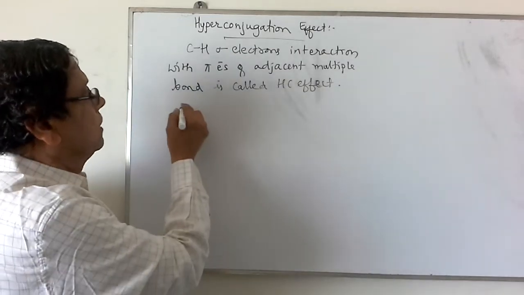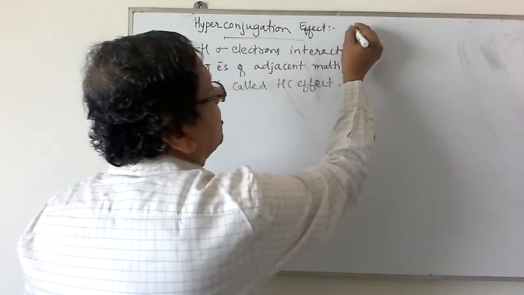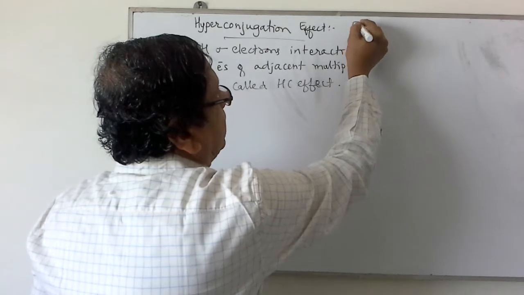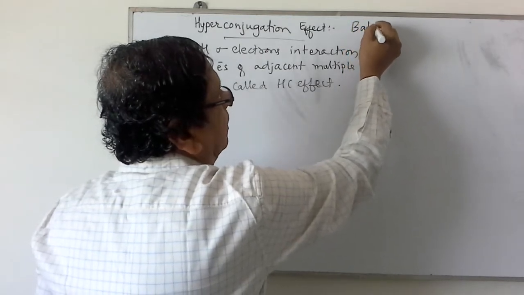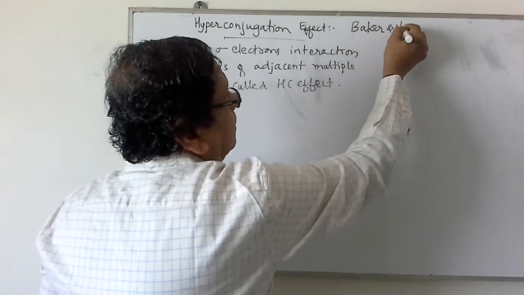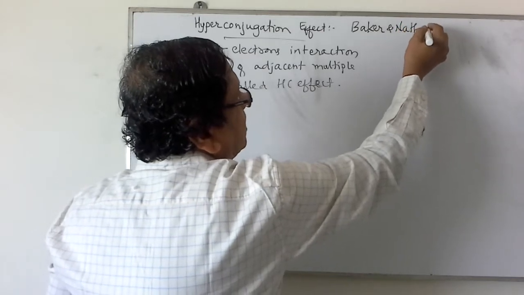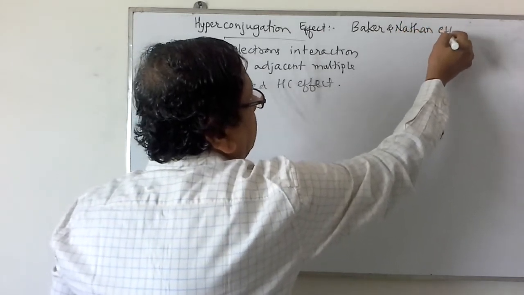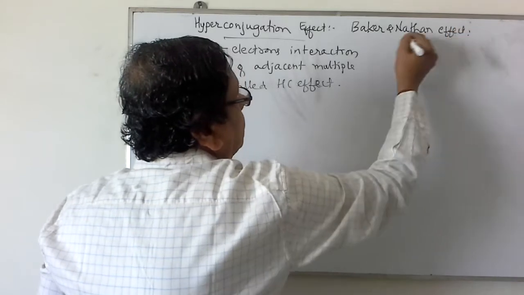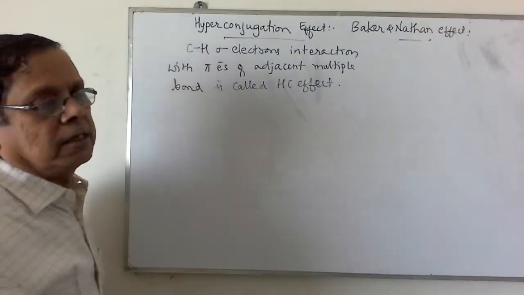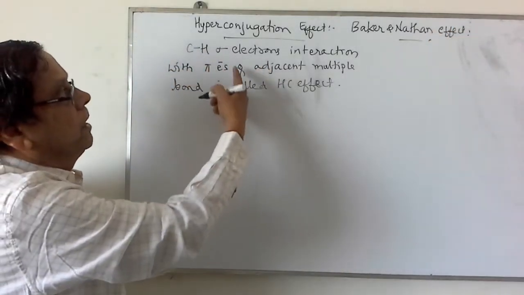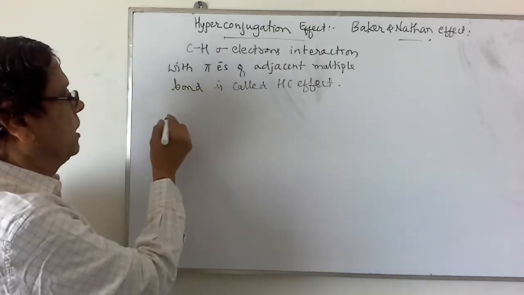Now, this was actually proposed by Baker and Nathan. That's why it is also named as the Baker-Nathan effect. Okay. Now let us consider the explanation of the hyperconjugation effect by considering suitable examples.